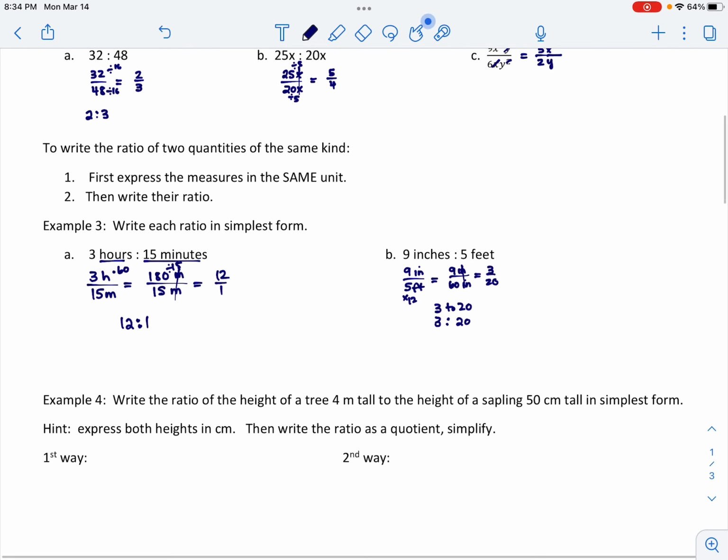Hopefully this is all review to you. Example 4. Write the ratio of the height of a tree 4 meters tall to the height of a sapling 50 centimeters tall in simplest form. So we have meters to centimeters. And we're going to express both heights in centimeters because it's the smaller one and we can convert to centimeters easily. And then we're going to write the ratio.